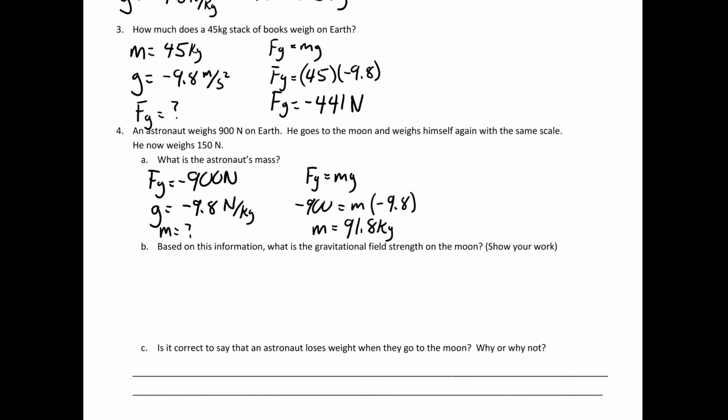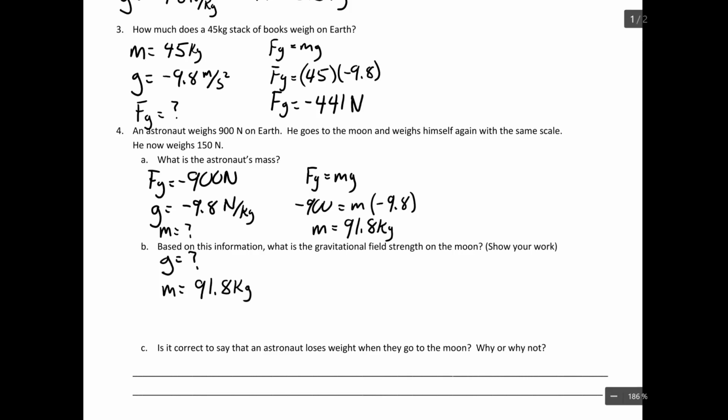They go to the moon. Their weight changes. He now weighs less. He's in a smaller gravitational field, a weaker gravitational field. But his mass is the same. So let's see. Based on this information, what is the gravitational field strength on the moon? In this case, it's not negative 9.8 newtons per kilogram. It's something different. It's less. But the thing that stays the same is his mass. He didn't lose an arm or anything. It's not some crazy weight loss program. He has the same amount of atoms making up his body, so he has the same amount of mass.